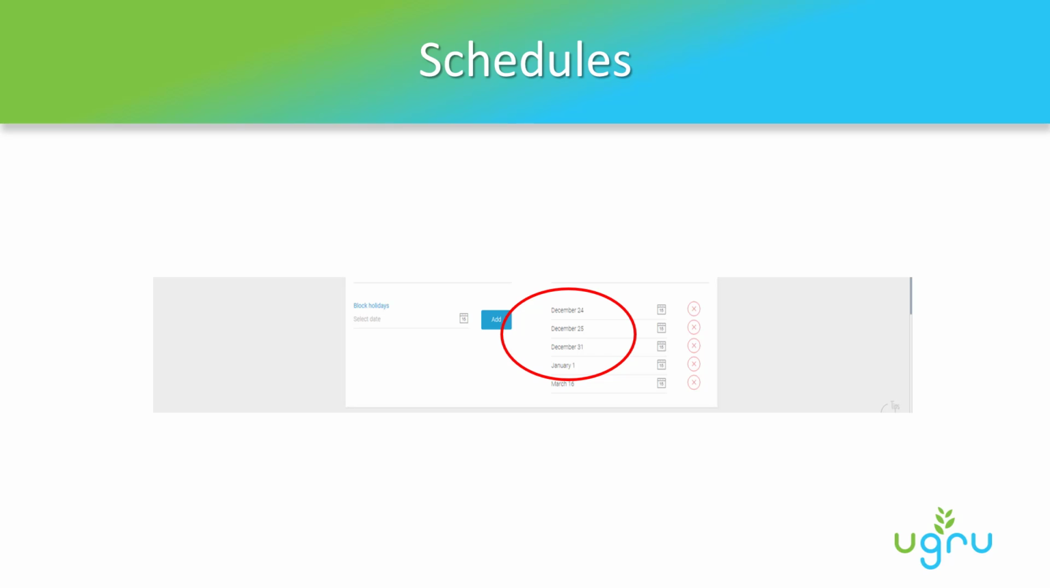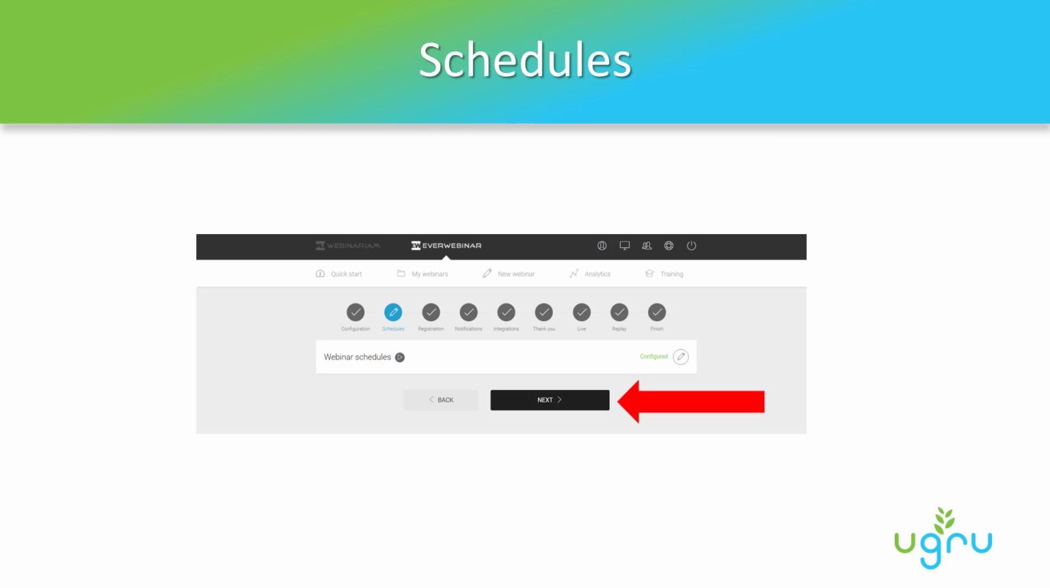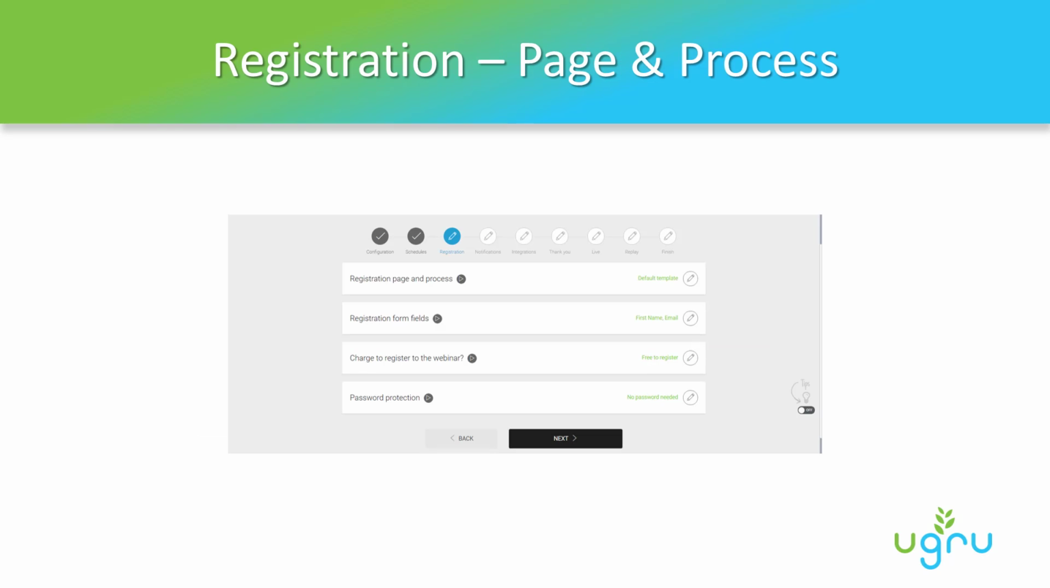By default, December 24th, 25th, and 31st are blocked along with January 1st. You'll have to do the rest. Once you've chosen all the dates you want to block, save your changes and click Next to continue.